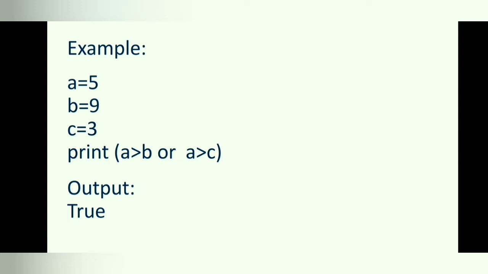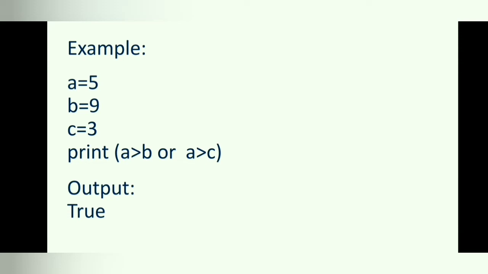Here A is greater than B, 5 is greater than 9 is false, but the second half of the expression, that is A is greater than C, 5 is greater than 3, is true. Hence the expression false or true is evaluated as true.